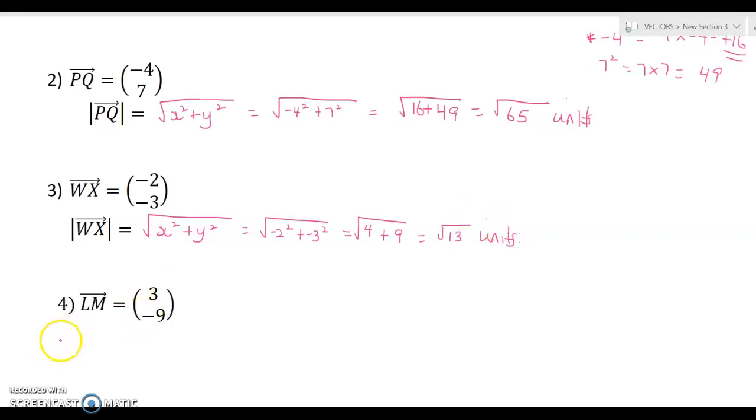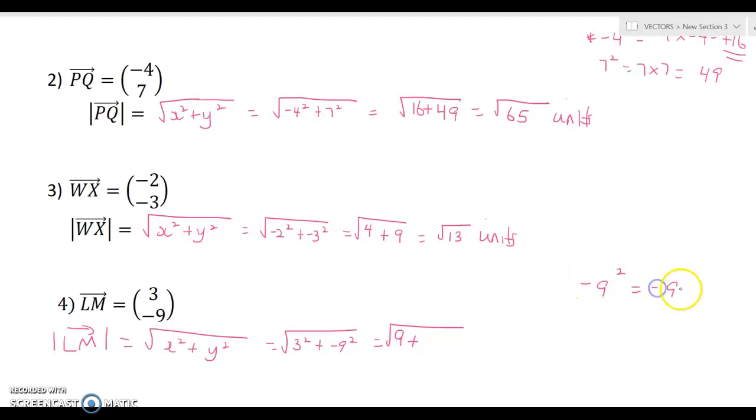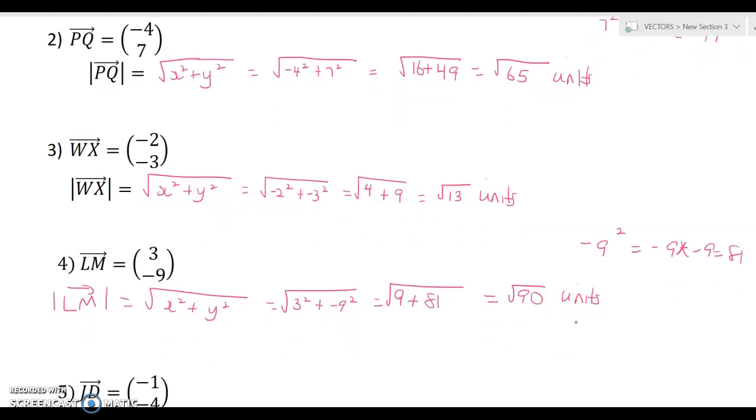All right, number 4. The magnitude of vector LM. Same thing again, the square root of x squared plus y squared. So it's the square root of 3 squared plus negative 9 squared. 3 squared is 3 by 3, which is 9, plus negative 9 squared is negative 9 by negative 9, positive 81, right? So that's 81, so this will be the square root of 90 units. So you see it's not hard at all, right?